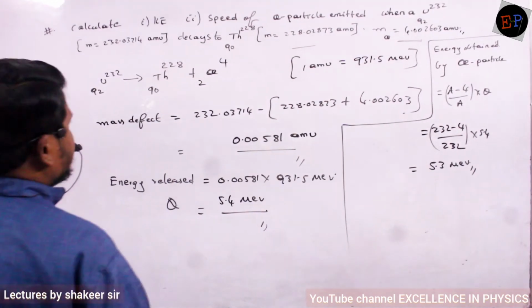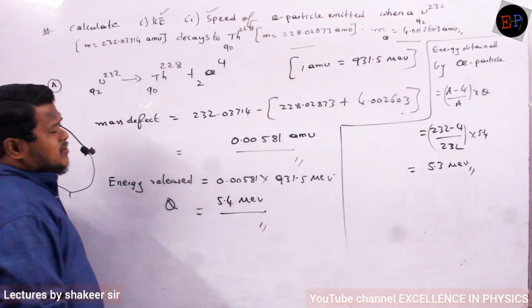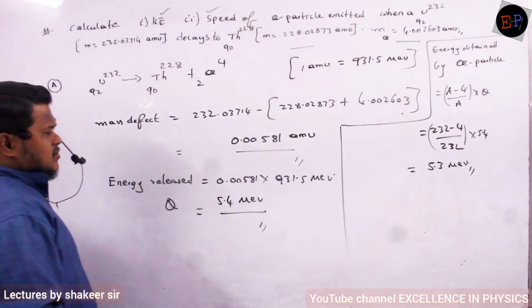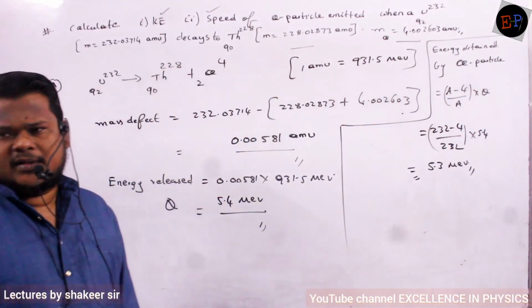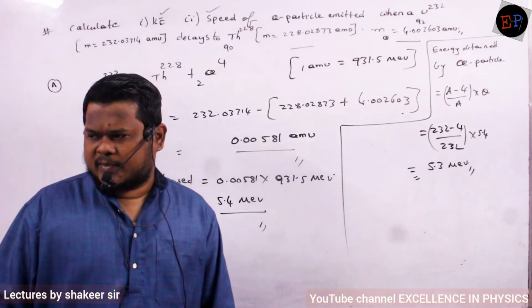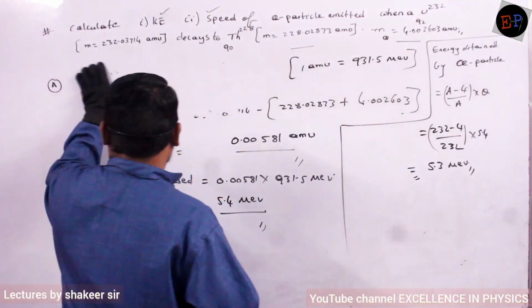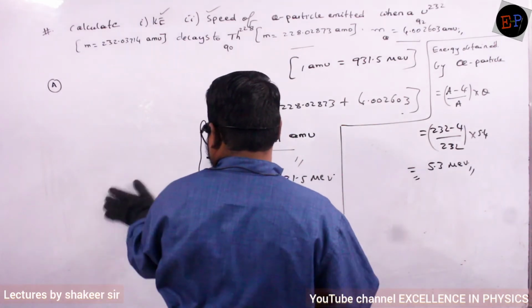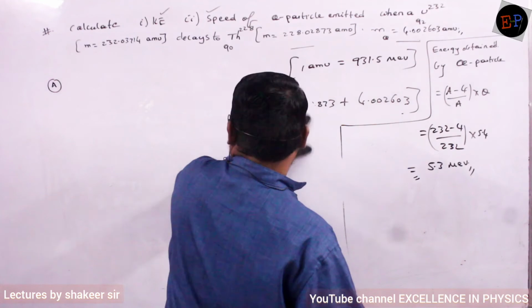Next, we have to calculate the speed also. Kinetic energy we have calculated. Speed, now we have to calculate. So this is the energy taken by the alpha particle, and energy will always be taken in the form of kinetic energy of the alpha particle. Now, how can I calculate with how much speed this alpha particle will travel? Can you say? How can I calculate the speed?